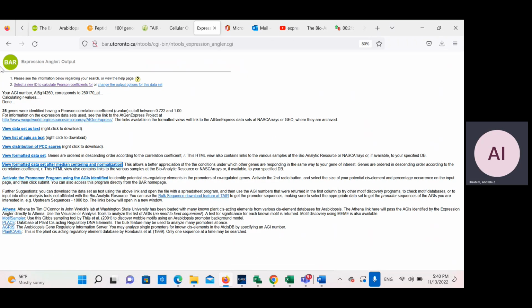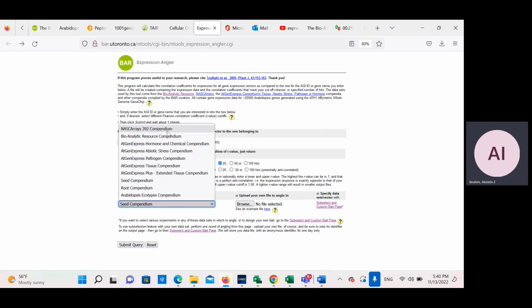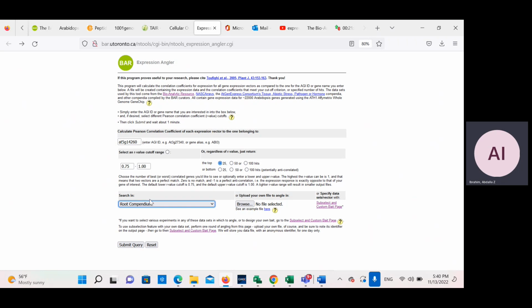So you don't really have to consider all of the 10 databases. You should explore all the 10, but just pick one or two that are very interesting. So, for example, if based on the eFP from last week you have noticed that your gene is highly expressed in the roots, then you'll probably want to also look at the roots and see how it looks over here.